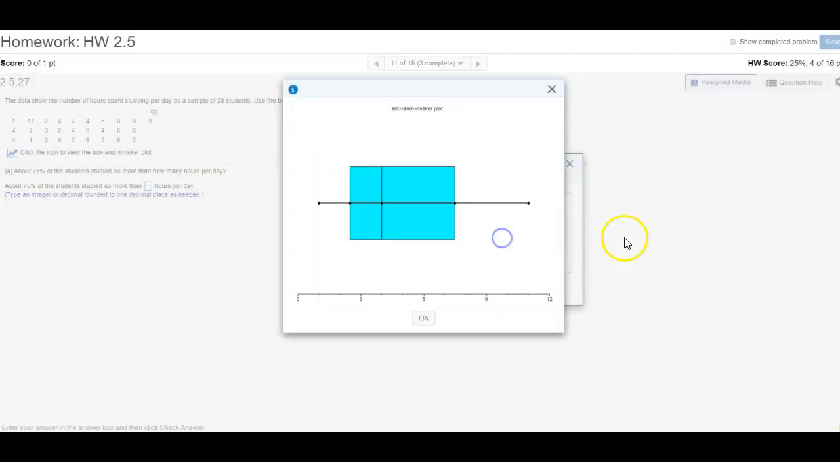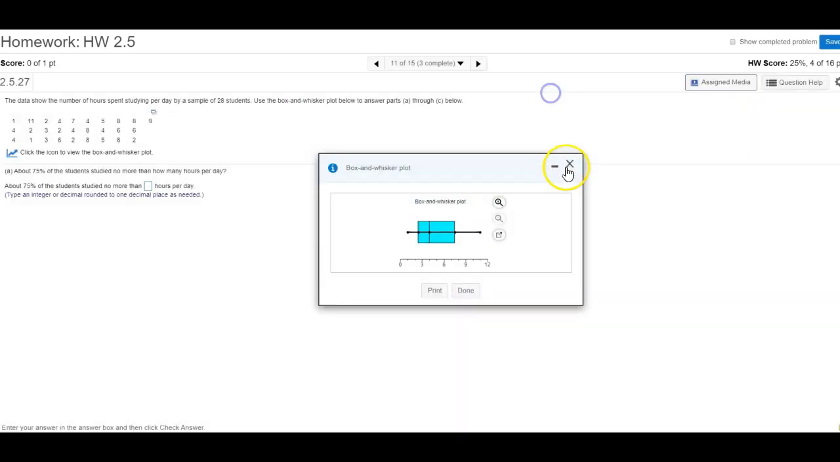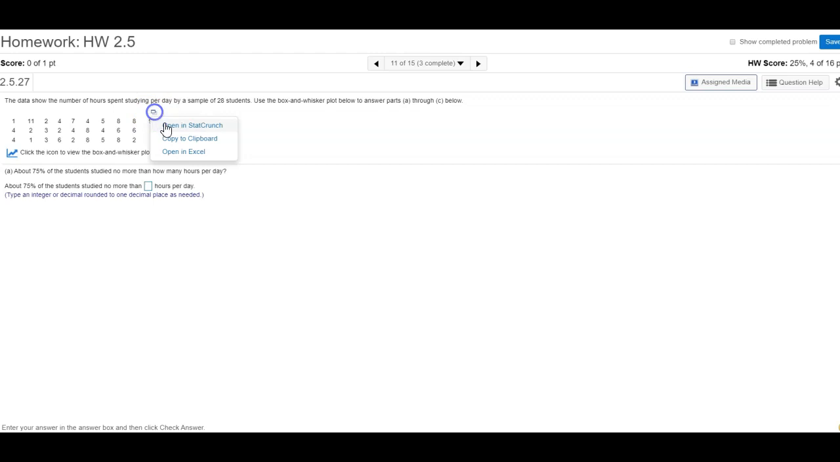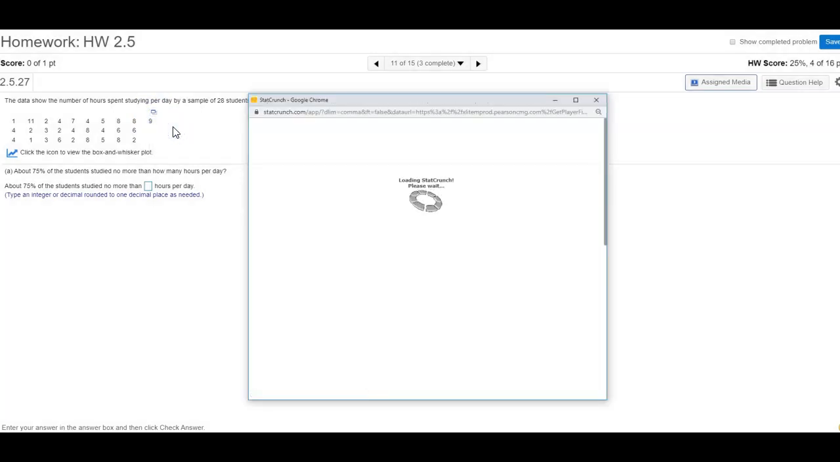And there are two ways of doing it. If you all want to go ahead and graph it, you all can do that. Or if you think you can pull your information from here, you can do that. But I like to go ahead and graph it. So I'm going to open my data in StatCrunch.